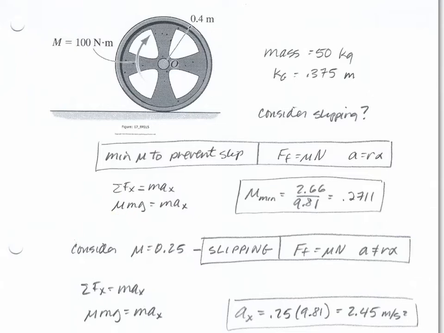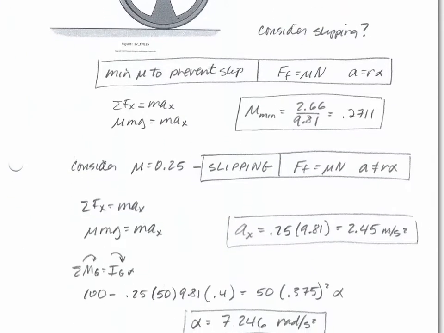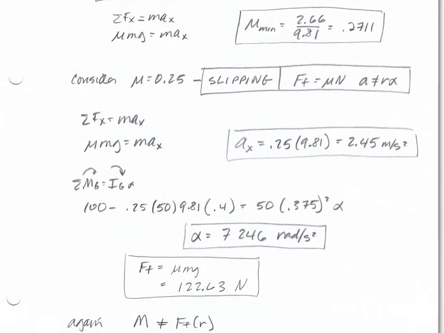I'm going to say that the force of friction is mu mg, max. I'm going to use the acceleration that I solved for before, and under those conditions, with that moment and the acceleration that I got, I can say that the minimum mu to prevent slip is 0.271 under these conditions. So if I then consider a slip condition of less than 0.271, let's say that mu is equal to 0.25.